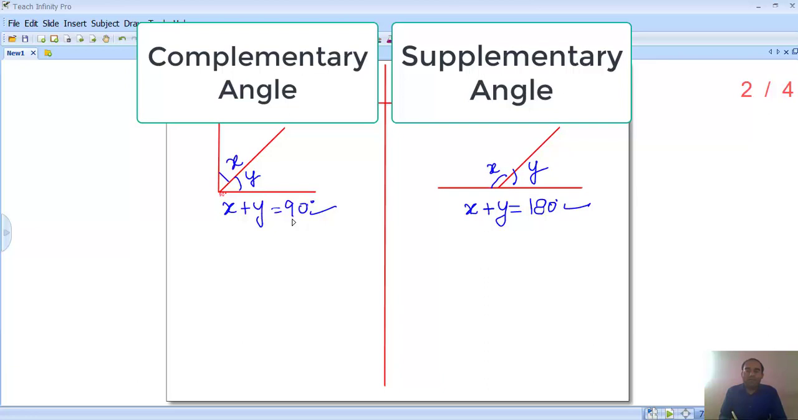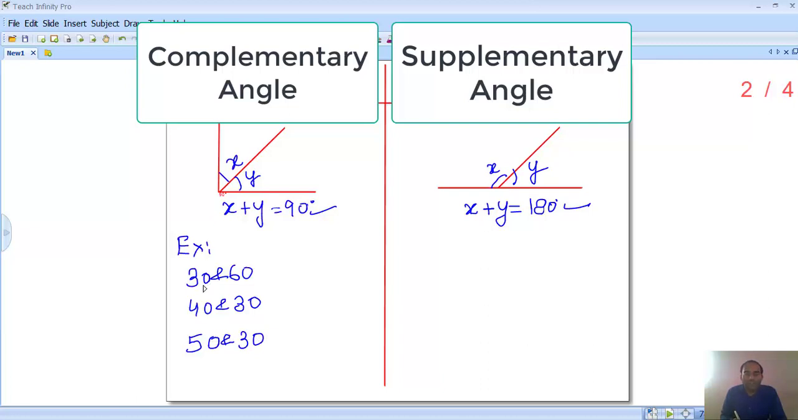Okay, the sum should be exactly 90. If it is 89 or 88, you cannot say that it is complementary. If the sum is exactly 90, they are complementary angles. If the sum is exactly 180, they are supplementary angles. Now I am going to give you some examples. You will check whether they are complementary angles or not. 30 and 60, 40 and 30, 50 and let's say 30.